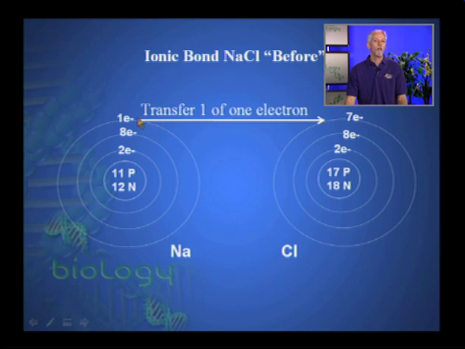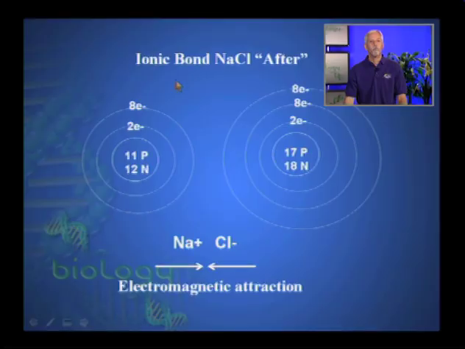Well, again, hopefully you can see that if you transfer 1 electron from sodium to chlorine, that will make the difference. So the after picture then would look like this. Because sodium has given away its electron, that shell no longer exists, so its second shell is full.